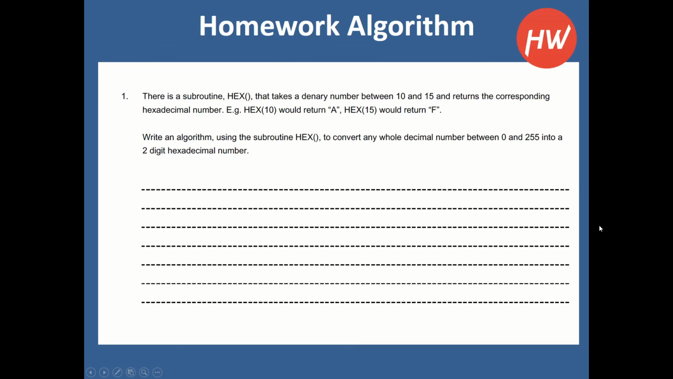You do have some homework this week, which is an extended question and an algorithm. There's a subroutine hex that takes a denary number between 10 and 15 and returns its corresponding hexadecimal number. For example, hex 10 would return A and hex 15 would return F. Write an algorithm using the subroutine to convert any whole number into a 2-digit hexadecimal number. Be careful when you answer this because there's already a subroutine called hex that converts the numbers for you, as we said. So you don't need to do that. You just need to write the code with the functions working.